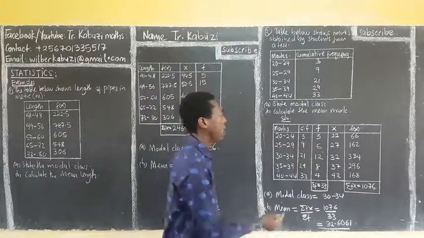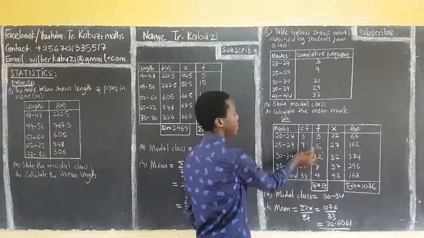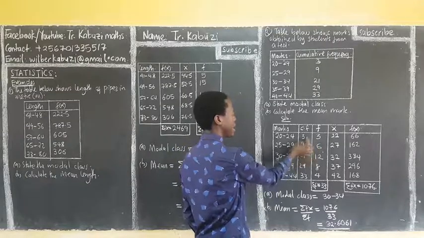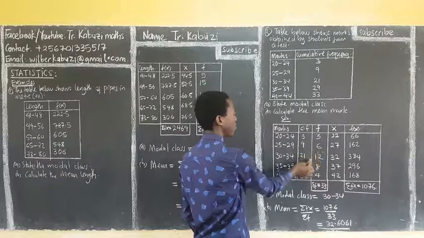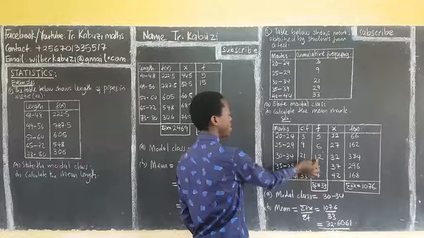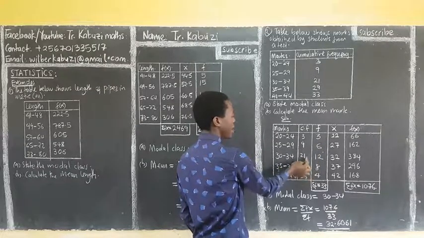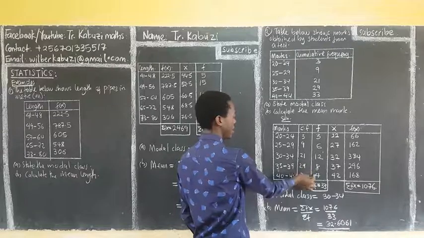Let me repeat it again. The first cumulative frequency here is the first frequency. To get the next, you get this minus this, you get what is here. To get what is here, you get this minus this, you get here. Then this minus this, you get this 8. Then this minus this, you get that 4.